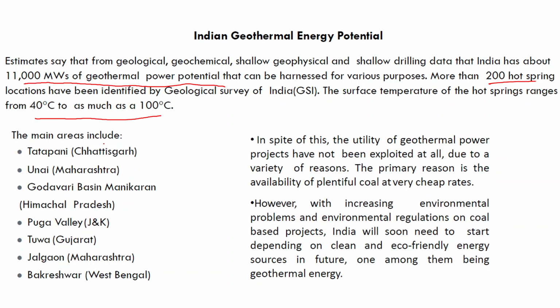The main areas are Tatapani in Chhattisgarh, Unai in Maharashtra, Godavari Basin, Manikaran in Himachal Pradesh, Kuga Valley in Jammu and Kashmir, Tuwa in Gujarat, Jalgaon in Maharashtra, and Bakreshwar in West Bengal.